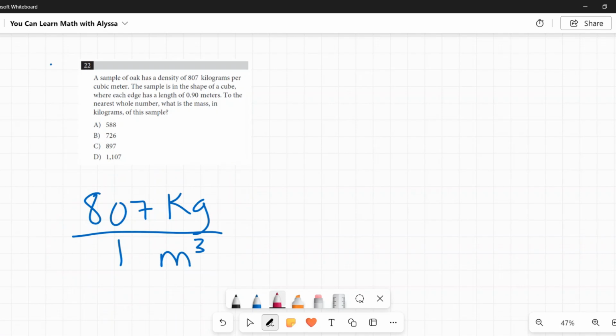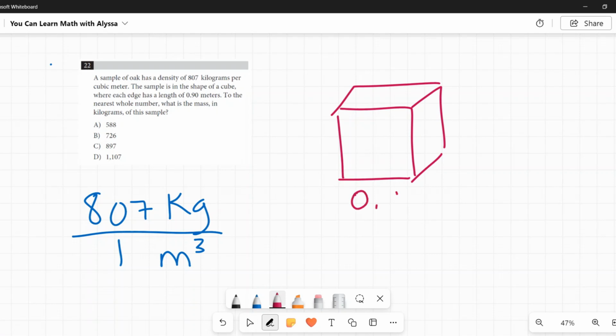All right, the sample is in the shape of a cube. So we have this cubic sample of oak, and each edge has a length of 0.90 meters. To the nearest whole number, what is the mass in kilograms of this sample?